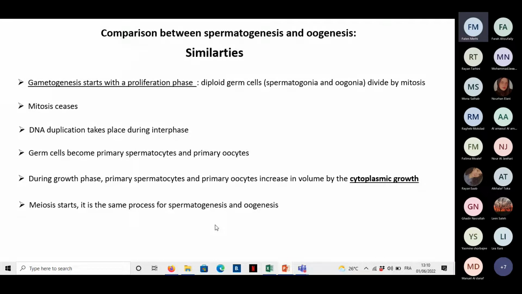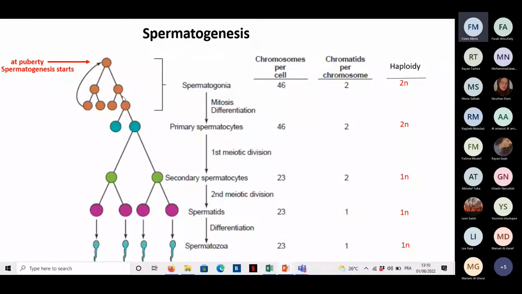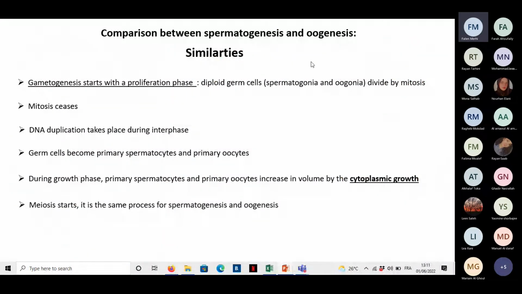Now I will talk about the similarities between the spermatogenesis and the oogenesis. As we have said, in both the spermatogenesis and the oogenesis, the gametogenesis will start with a proliferation phase where we have diploid germ cells, the spermatogonia and the oogonia, which will divide by mitosis. As we have seen here, the oogonia, and in the male, the spermatogonia, will divide to give primary spermatocytes, and in the females primary oocytes. So we have a proliferation phase common for both of those processes. And when we say proliferation, we say division by mitosis.